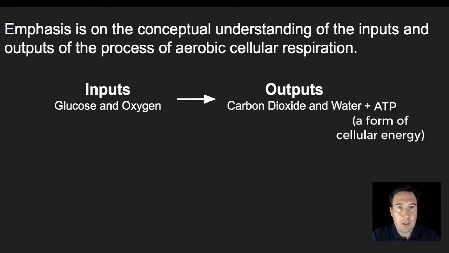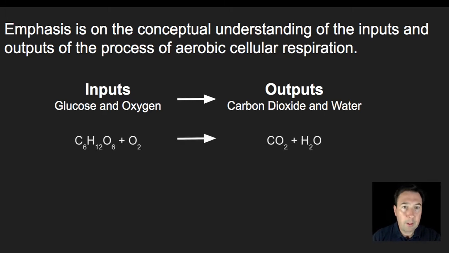Now, this right here is using words, but oftentimes you will also see these as formulas. And so if you were to see this as a formula, you would see that we have C6H12O6, that is the chemical formula for glucose. O2 is the formula for oxygen. And then we would see carbon dioxide is CO2 and water is H2O. So you could see this in either word form as inputs and outputs, or you could see it in chemical formula in here.